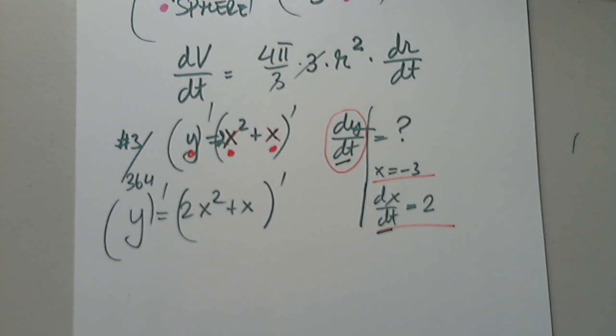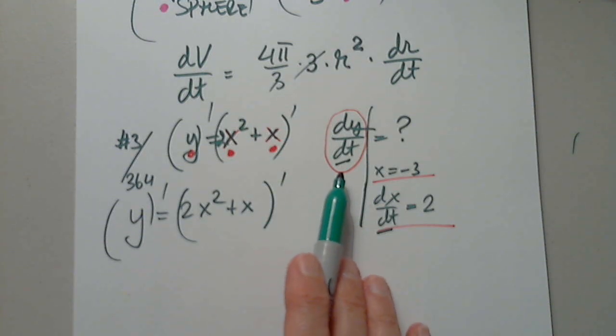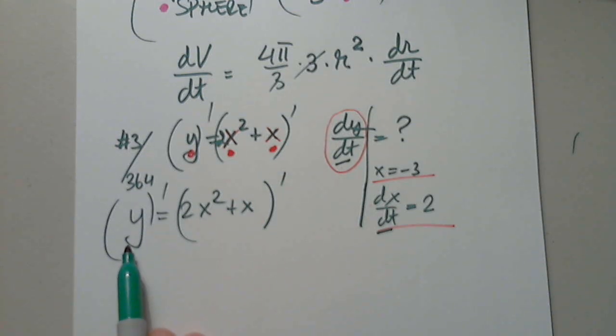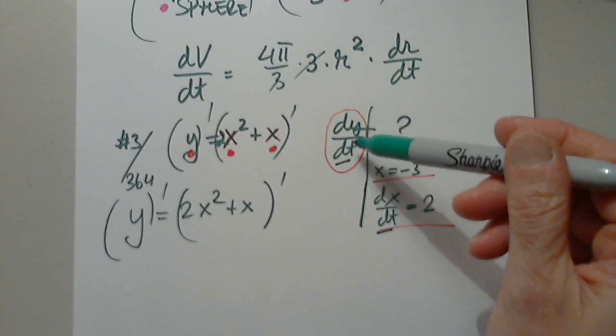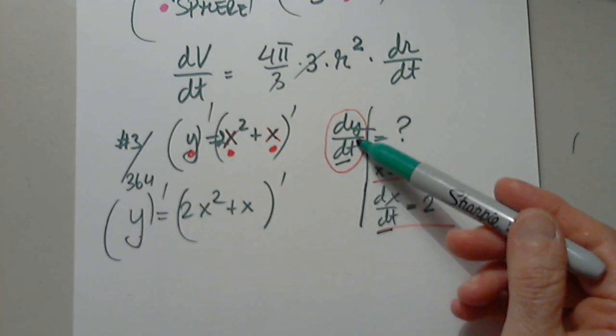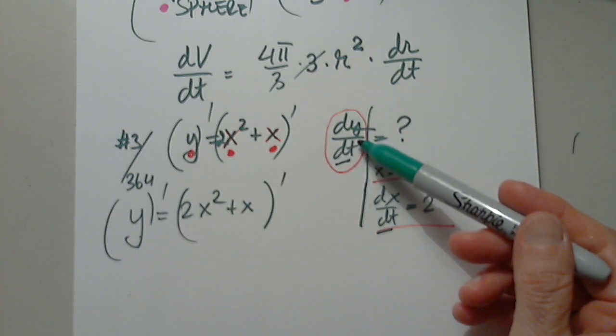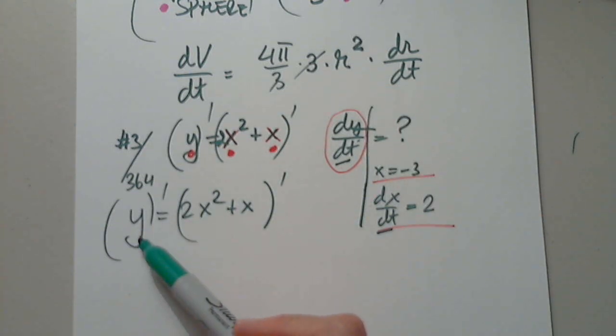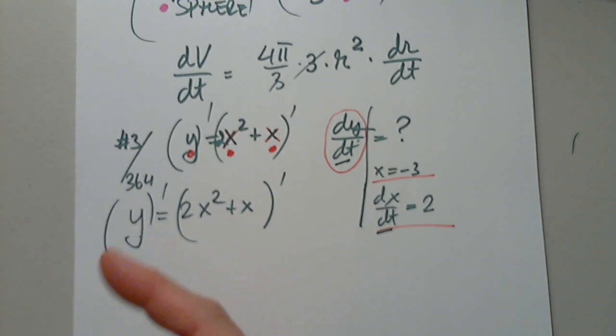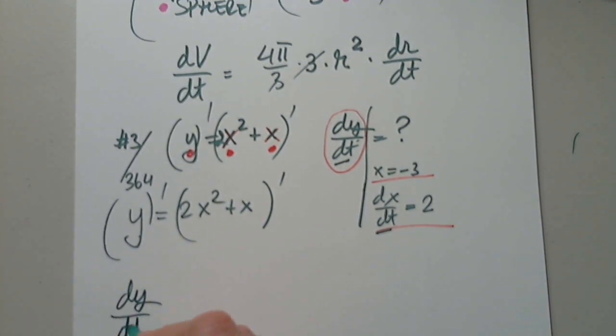What do I get on the left when I differentiate y? One. So when I differentiate, dt. Exactly, this piece is dy over dt.